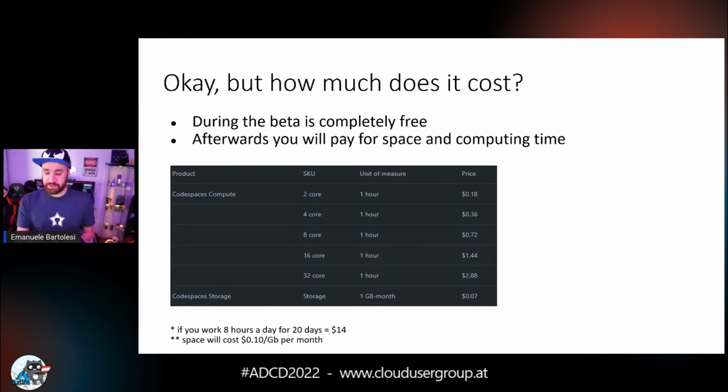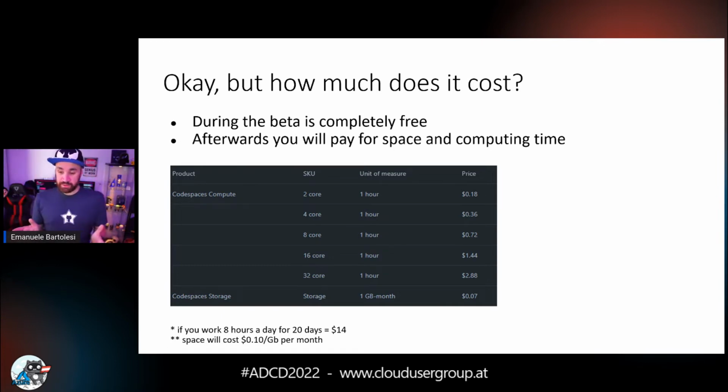And I tried to do a kind of calculation at the bottom of the slides. If you work for 8 hours for 20 days, you can spend only $14 each month if you want to use Codespaces. And if you use, for example, 4 cores, it's double. It's almost $30. It's not so much, because if you want to buy a new machine to develop something, you spend more in 1 year, for example. But you can also use a 32 core Codespaces. It's up to you, but it's a little bit expensive.